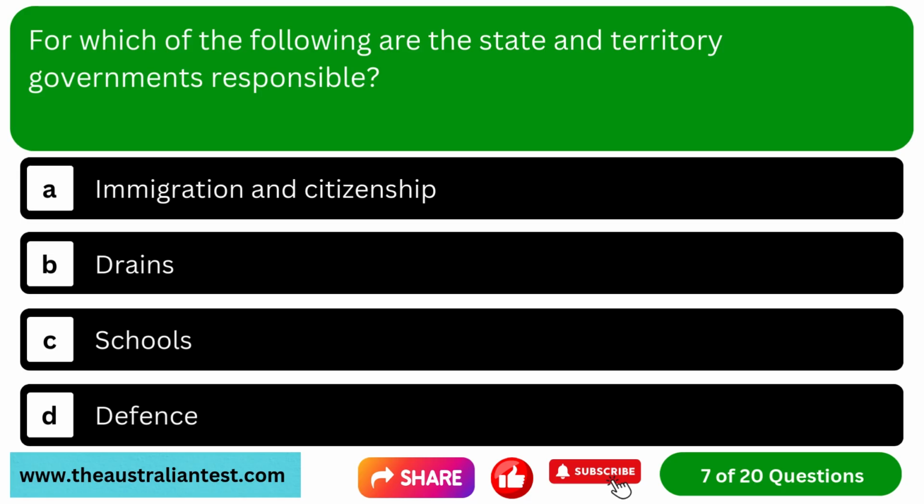Question 7. For which of the following are the state and territory governments responsible? Option A, immigration and citizenship. Option B, drains. Option C, schools. Option D, defense.